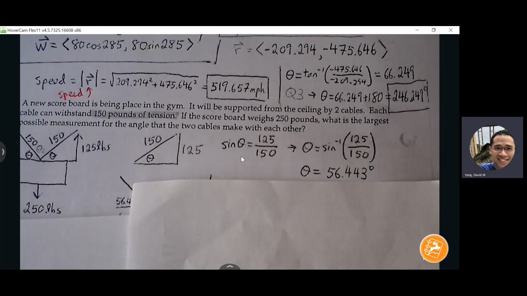Each cable can withstand 150 pounds of tension. So 150 is going to be now the wires themselves. It says, what's the largest possible measurement for the angle that the 2 cables make with each other. So what we can do is we can find theta.